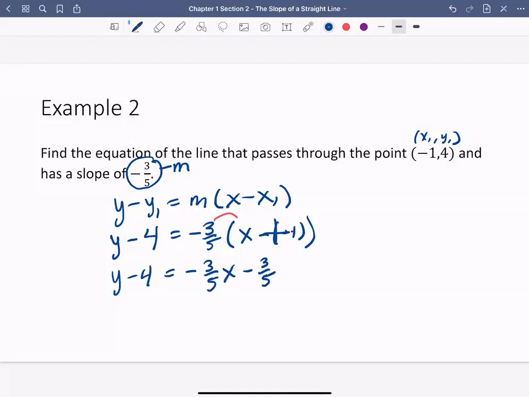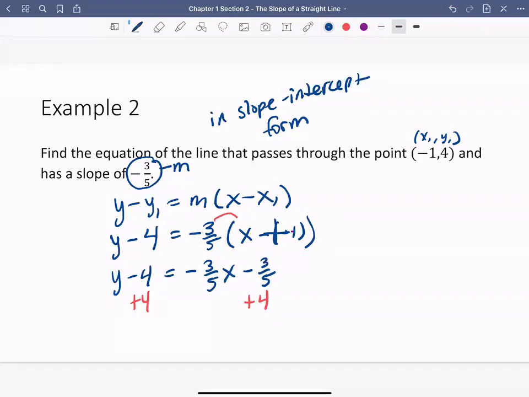Now what you're going to do next is try to solve for y. So to solve for y, I'm going to add 4 to both sides. And why I'm doing this is, I guess I should have said in the directions, I want you to put it in slope-intercept form. The text will ask you to put it in standard form. That's what the text knows it as, but we're going to call it slope-intercept.